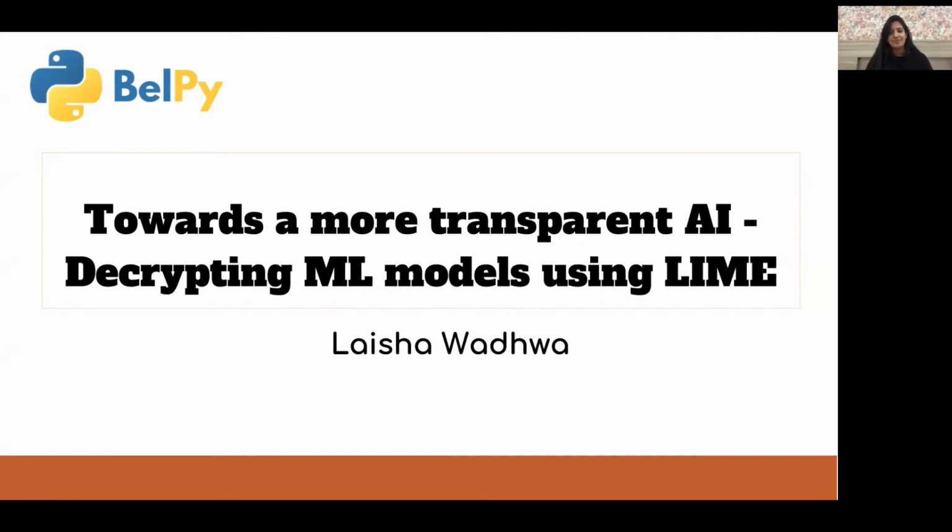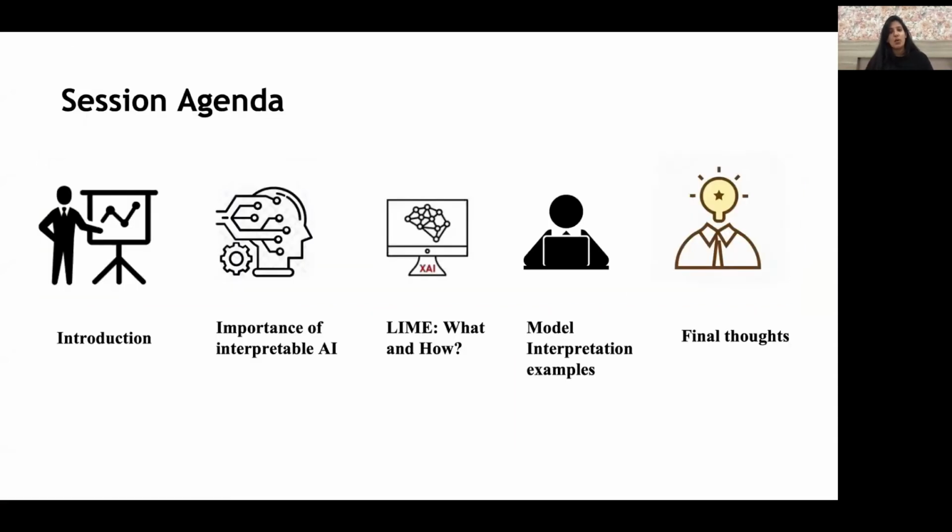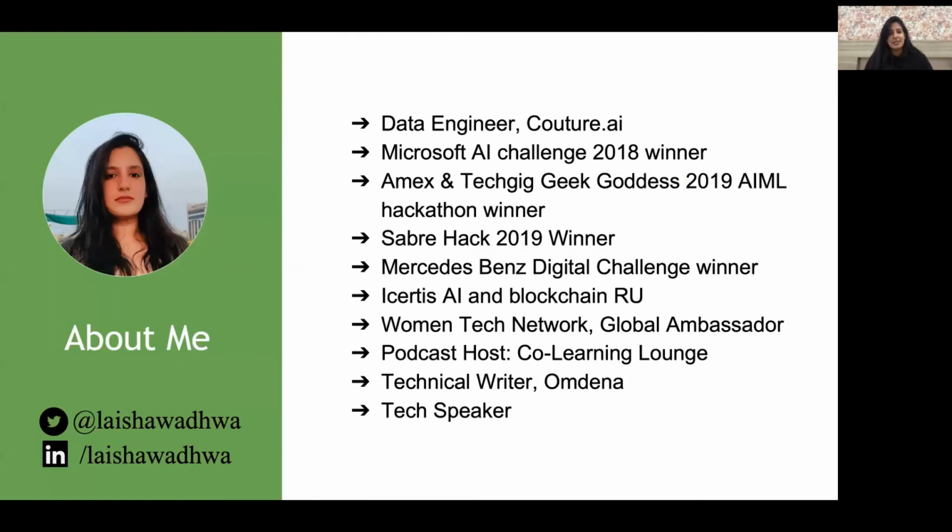Before we begin, let's look at what all we are going to be talking about. We'll start with a brief introduction about why suddenly there's a new buzz around interpretability in AI and what is its real importance. Then we'll move on to understand what exactly is LIME and how it works. We'll also be looking at some real world model interpretation examples, and we'll be closing today's session with some final thoughts on where we are in terms of explainable AI being used in the real world and what we can do with it.